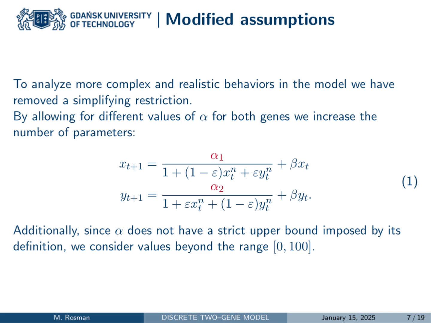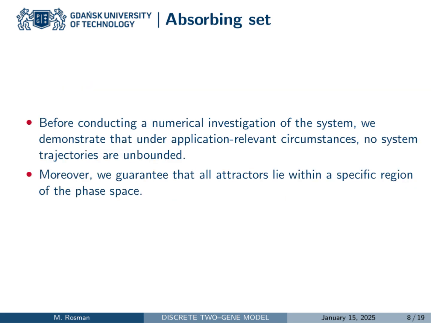To simplify analysis, Andricat and Kaufman have made an assumption that the genes are identical, which means their rates of gene expression are exactly the same and can never change. To analyze more complex behavior, we have introduced a change by ditching that assumption. By allowing different values of alpha, we introduce one more parameter into the model, and at the same time extend the upper bound of alpha, since there are no known physical constraints limiting alpha to the range of 0 to 100. Before starting any numerical simulations, we wanted to check that the trajectories of the system are bounded.